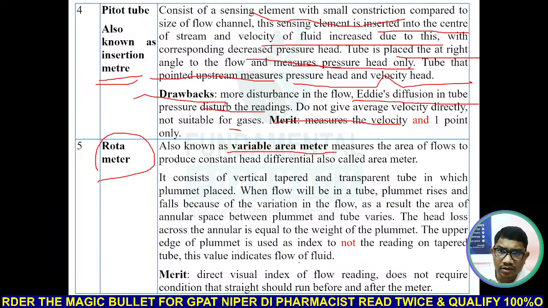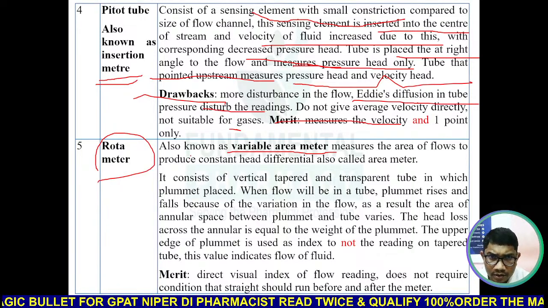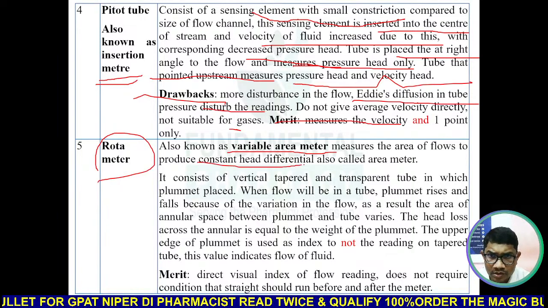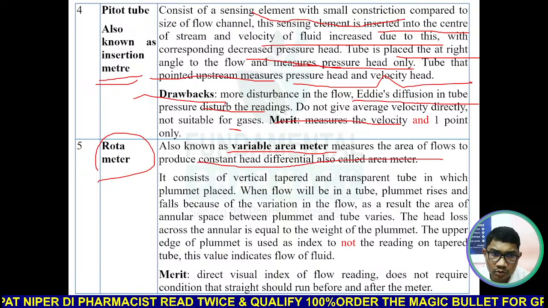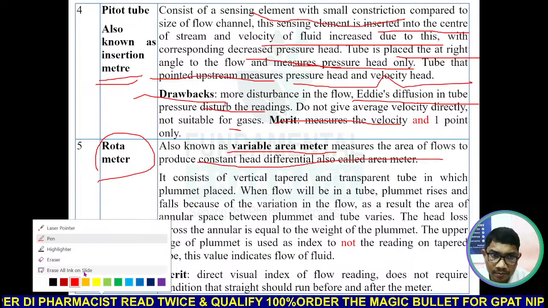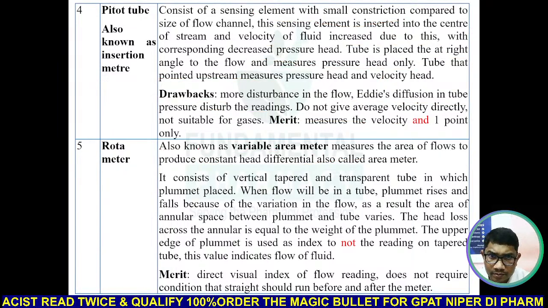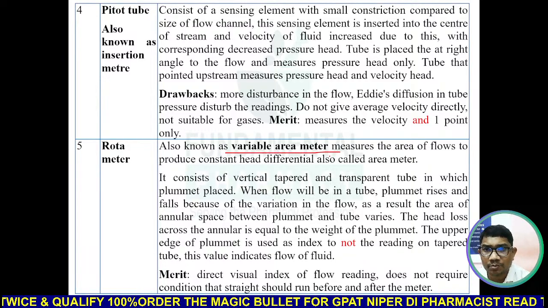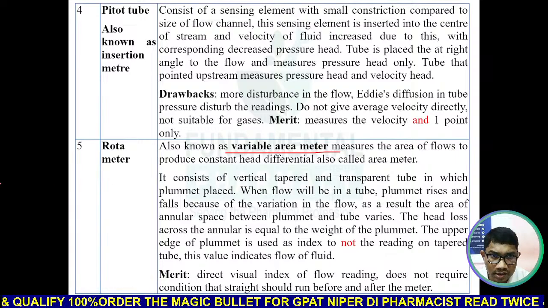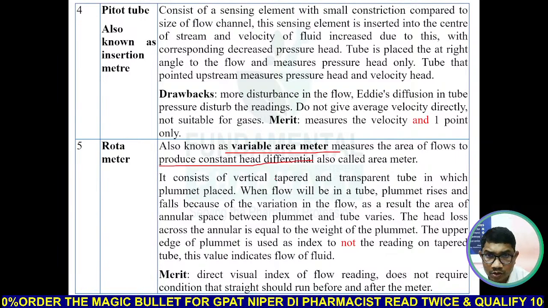And it measures the area of flow to produce the constant head differential, also called an area meter. That's why it is also known as a variable area meter. It measures the flow to produce a constant head differential, also called a variable area meter.